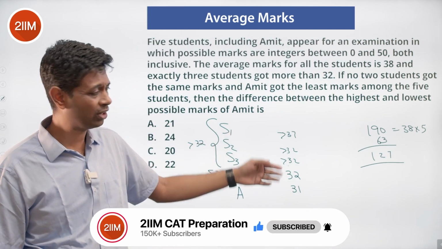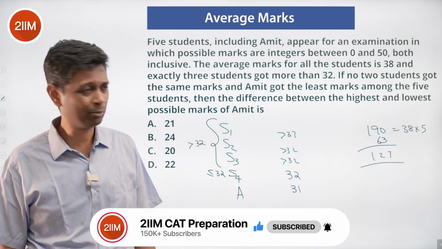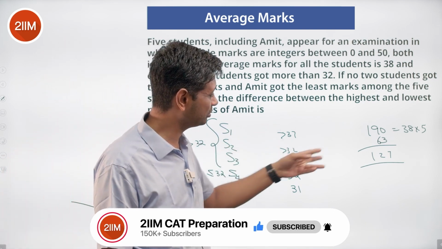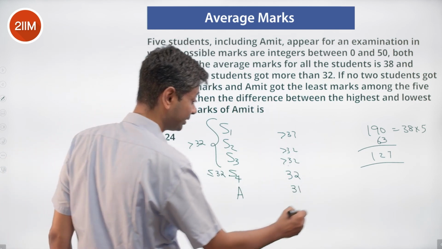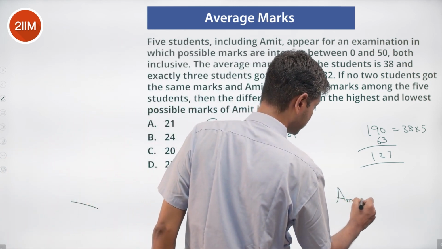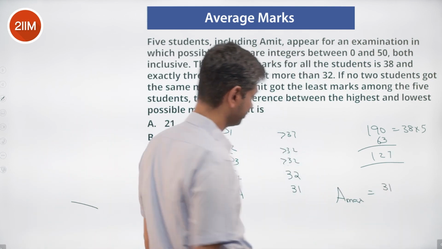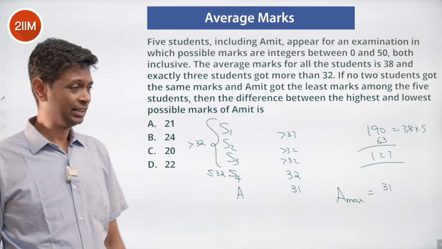127 broken into 3 parts, adding up to 127, all more than 32, less than 50. Possible. I put it as 40, 41, 46. It should happen. This is possible. So our Amit max is 31. Nice. That's the maximum possible.